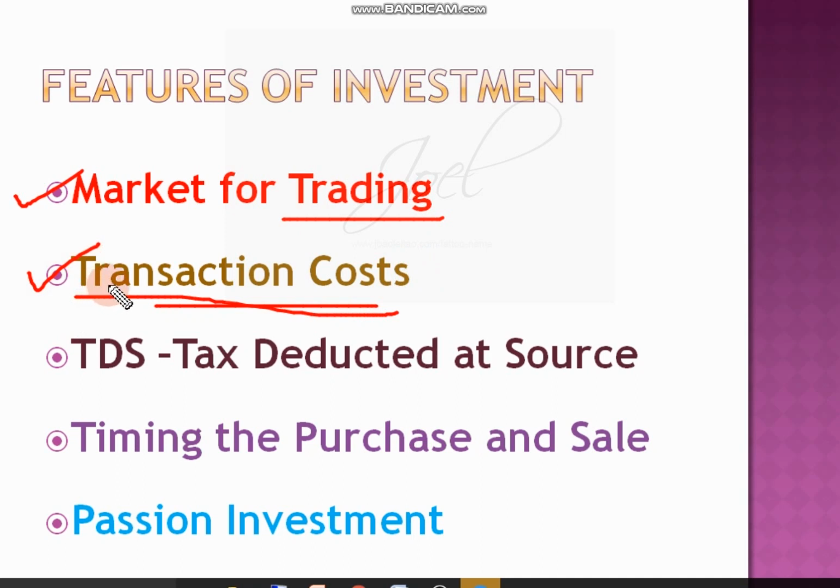What may be transaction cost? Buying cost, selling cost, brokerage, commission, registration charges, all these are various types of transaction cost. So those transaction costs we have to consider.